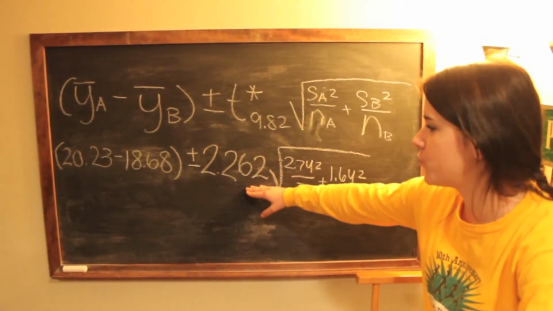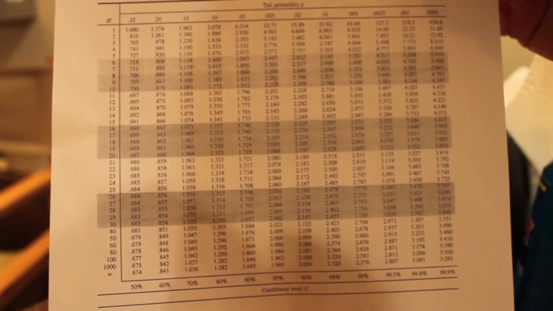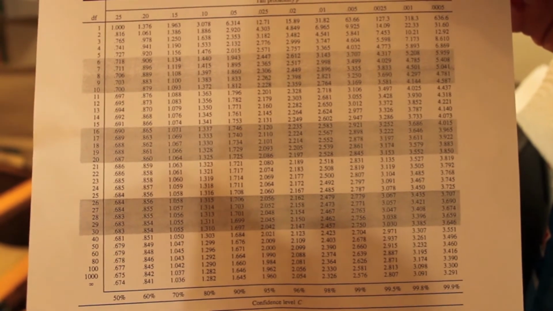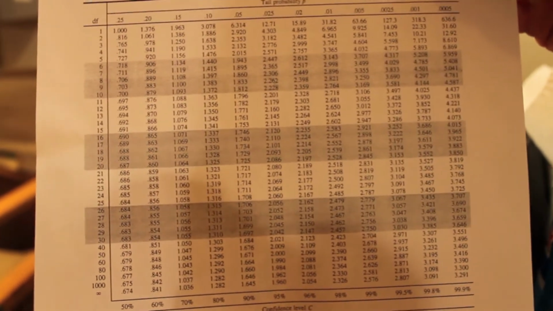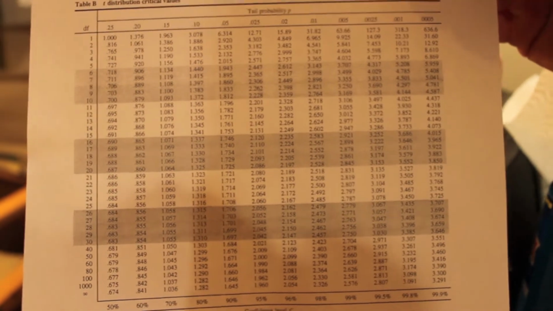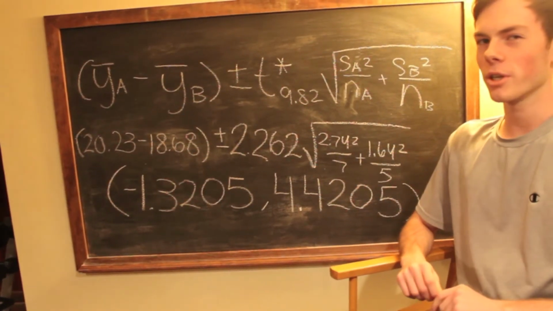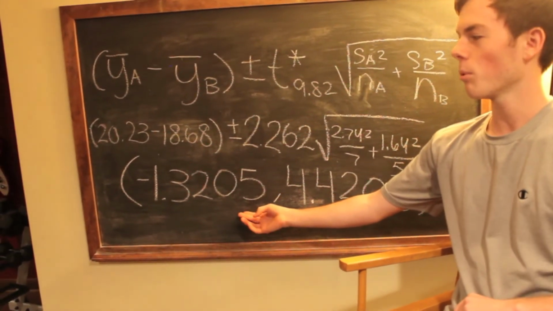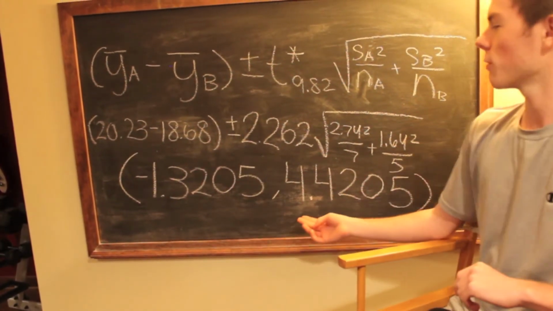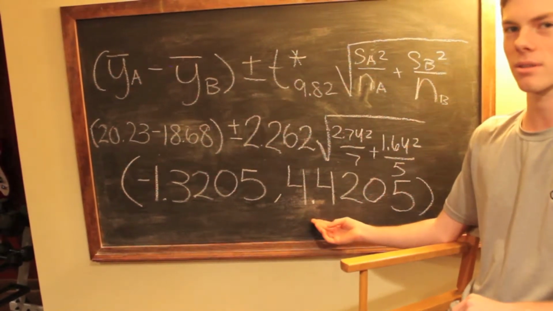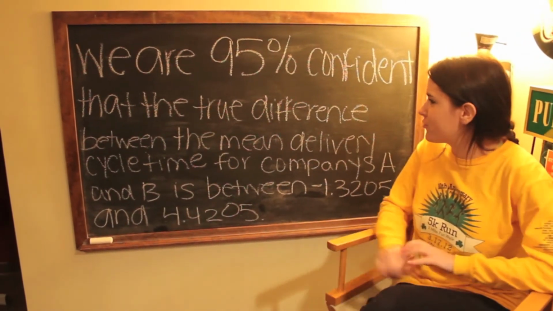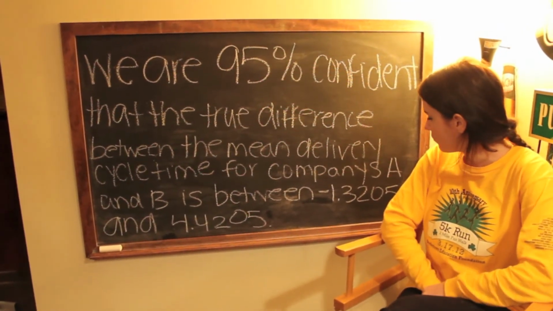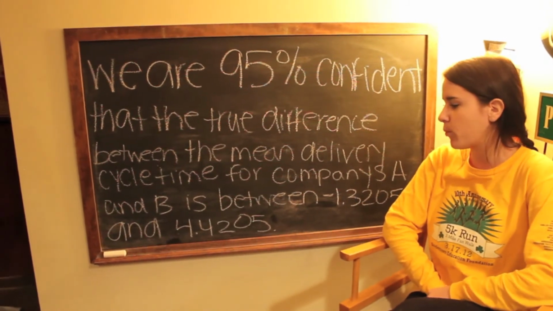Our t star is 2.262. To find our t-star, we use the table. Since our degrees of freedom is 9.82 and not listed, we use 9 instead. You go across to 95% where you find that 2.262 is your t-star. When you plug this information into your calculator, you find that your confidence interval comes out to be negative 1.3205 minutes to 4.4205 minutes. Therefore, we are 95% confident that the true difference between the mean delivery cycle times for companies A and B is between negative 1.3205 and 4.4205.